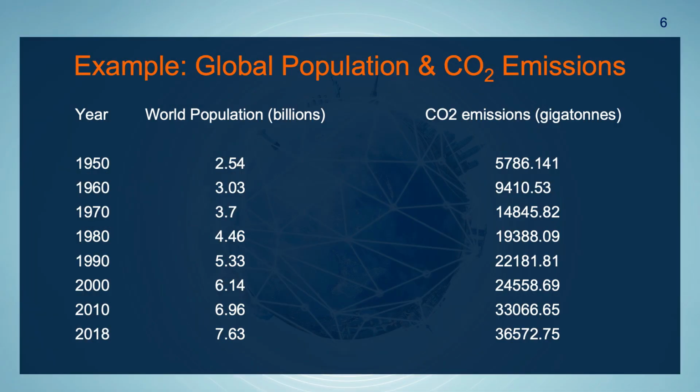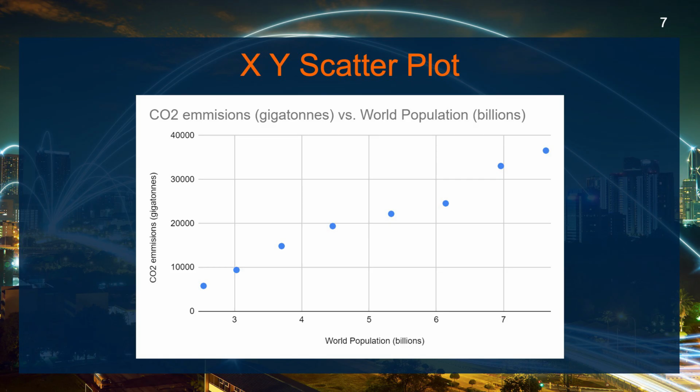So if we take some data for world population in billions from the year 1950 onwards, against carbon dioxide emissions in gigatons, we can have a look to see what the relationship is between the two sets of data. If we plot them up on an XY scatter plot, well then we can start to see that there is perhaps some form of relationship going on there. It looks like, as world population has increased, so carbon dioxide emissions have probably also increased.